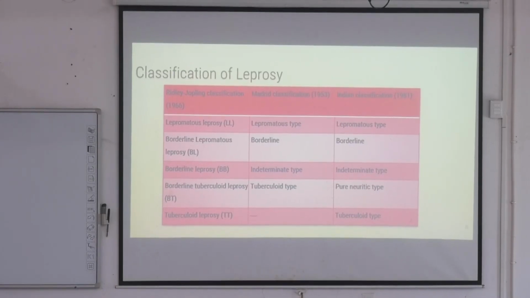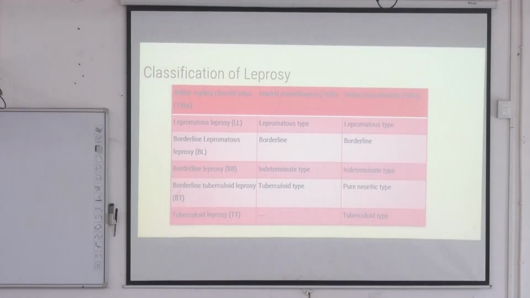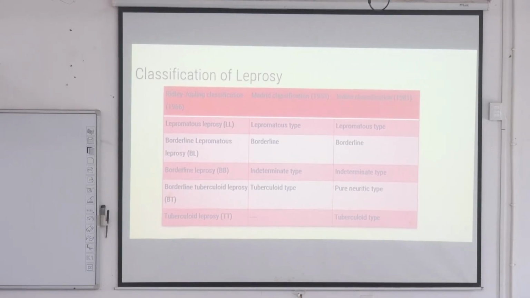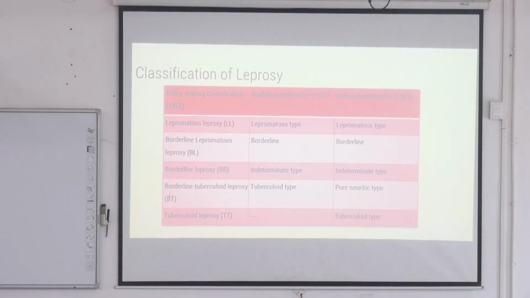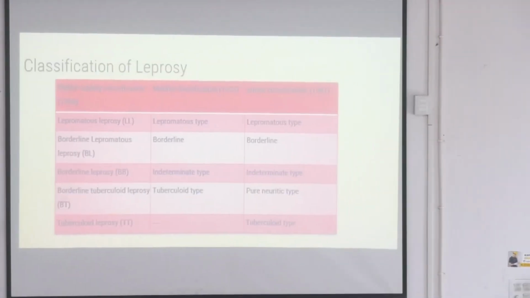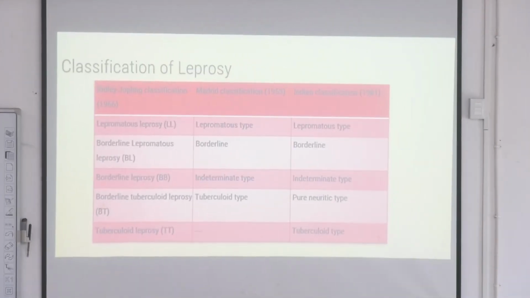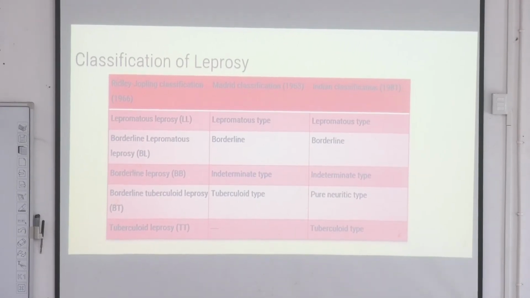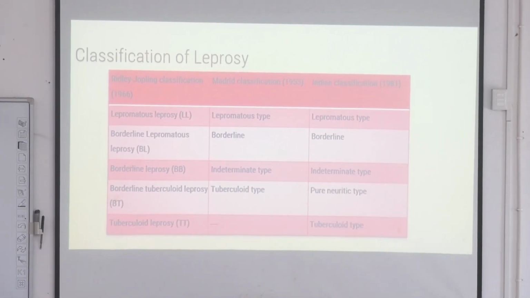The initial classifications were the Ridley-Jopling classification, the Madrid classification, and the Indian classification. What is the utility of classifying leprosy? Why are we reading the classifications? The Madrid classification has lepromatous and tuberculoid leprosy. And finally, the Indian classification: lepromatous type, borderline, indeterminate, pure neuritic type, and tuberculoid type.